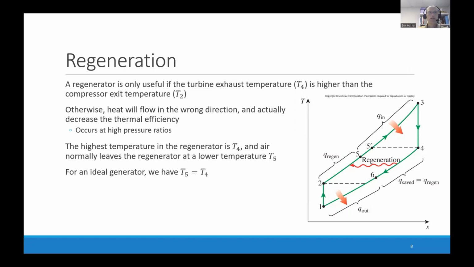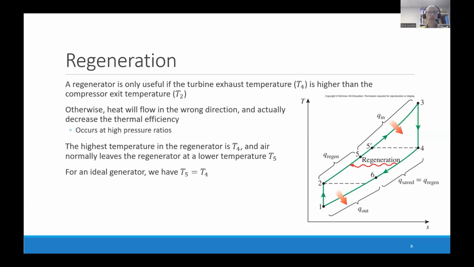If this is not the case, the heat will flow in the opposite direction, leading to lower temperature gases into the combustion chamber, leading to higher energy requirements and lower thermal efficiencies. This is the case with high pressure ratios, so regeneration should not be used in these high pressure ratio cases.